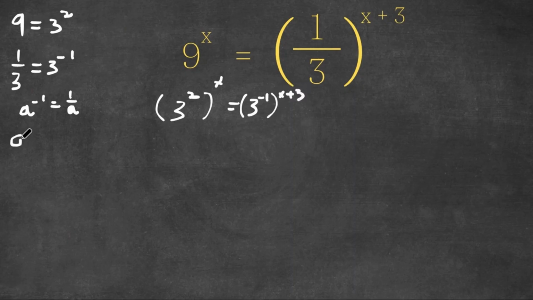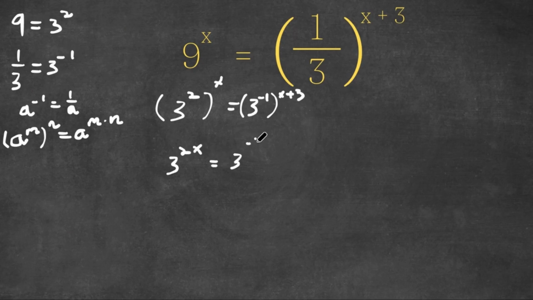Now, if we have something in the form a to the power of m to the power of n, this is equal to a to the power of m times n. So 3 to the power of 2 to the power of x, this is going to be equal to 3 to the power of 2 times x, which is simply just 2x. And now this is equal to 3 to the power of negative 1 times x plus 3.